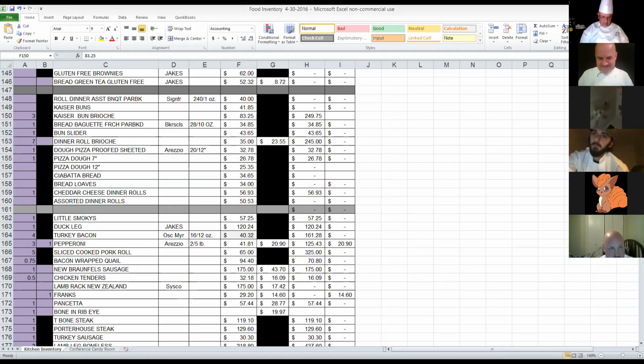Normally I have my screen set up with the inventory sheet and then the spreadsheet, and I keep thinking yours is the one I'm clicking on, Chef, because I only have the cost sheet pulled up, so I keep going in and out of Zoom. Yeah, I'm doing stuff like that too.